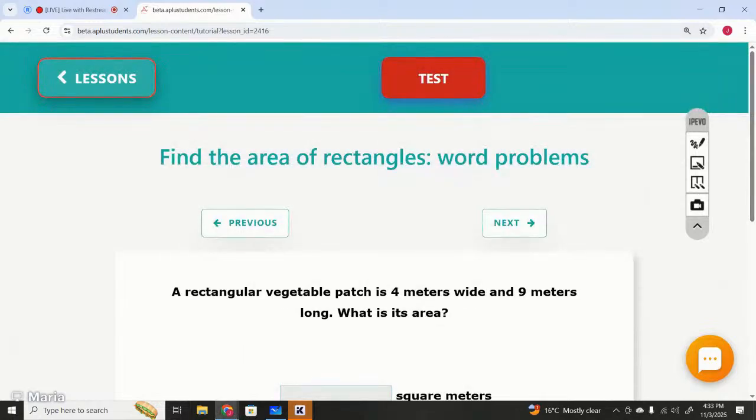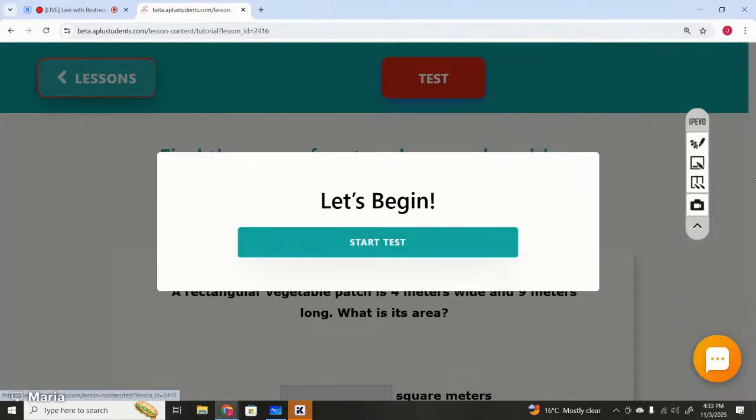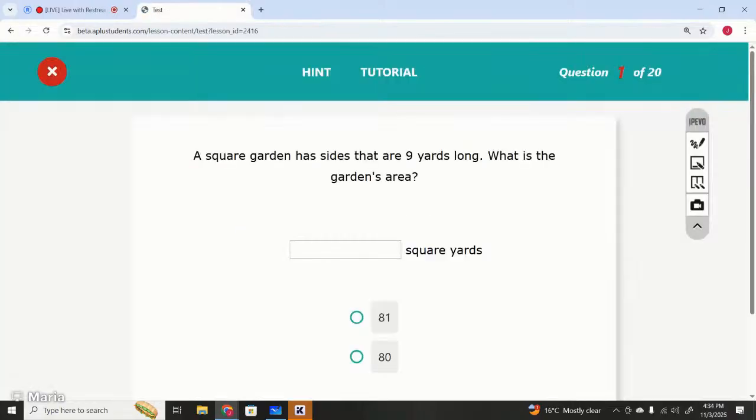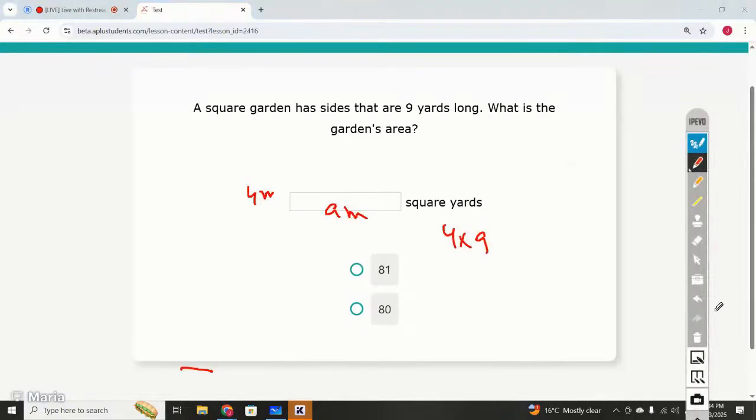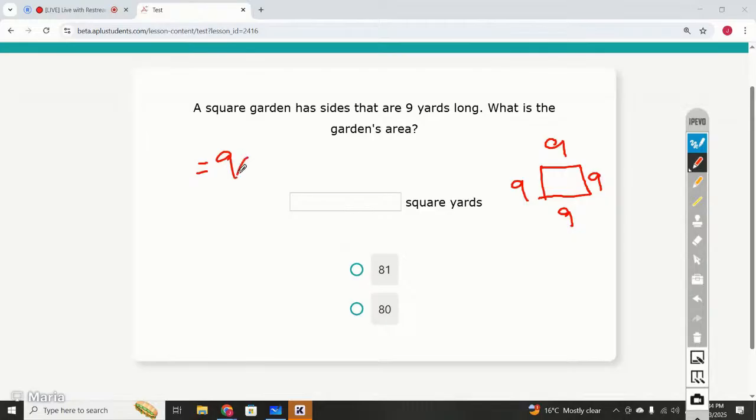Let's just start with the test questions. A square garden has sides that are 9 yards long. What is the garden's area? So, square garden means square, all the four sides equal in measurement, right? If one of them is 9 yards, that means the rest of all have the side length that is 9. So, the area of the square is 9 times 9. So, which is the correct option?